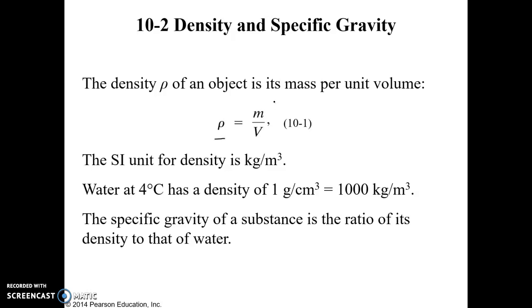Essentially, density is just telling us how much stuff we have, how much mass there is, divided by how much space it takes up, or what the volume is. So our units of density are going to be kilograms per meter cubed. Water, by the way, at approximately 4 degrees Celsius, which is just above freezing, so we are talking about water here, not ice, has a density of 1 gram per cubic centimeter, which is equivalent to 1,000 kilograms per cubic meter. That's a useful piece of information to make note of.